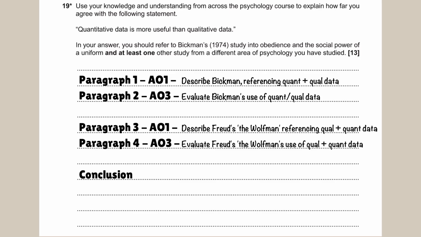Finally, a little conclusion, and it rounds off the 13 marker nicely. As I say, I've gone through it quite quickly. You could quite easily do one based on Clive Waring for the second half instead. However, I do think Wolfman would be just about the better one here.